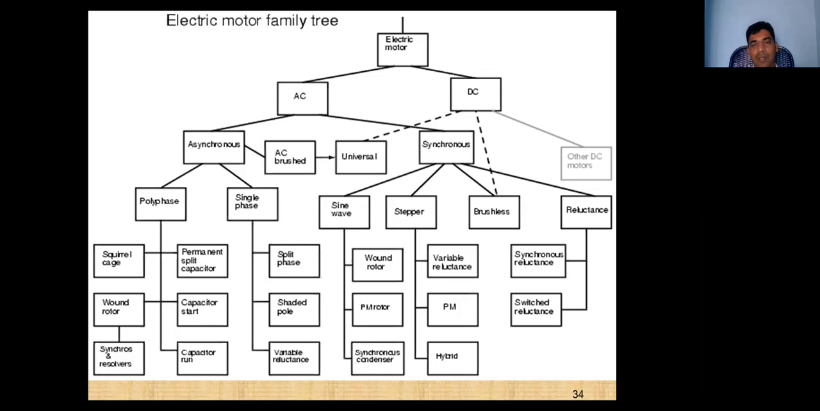Coming to the synchronous motor: sine, stepper, brushless, reluctance. In sine wave: wound rotor, permanent magnet rotor, synchronous condensers. Coming to the stepper motors: variable reluctance motors, permanent magnet motors, hybrid motors. Coming to the reluctance motors: synchronous reluctance, switched reluctance. They are the electric motor family.